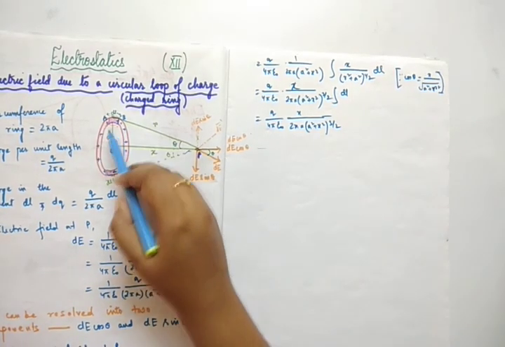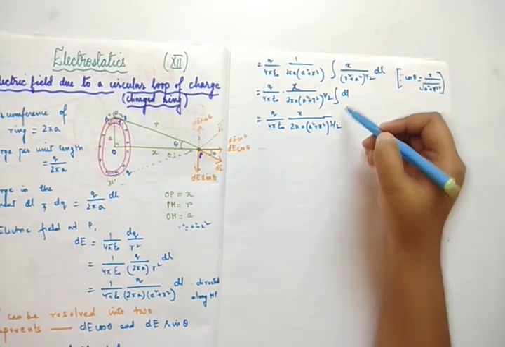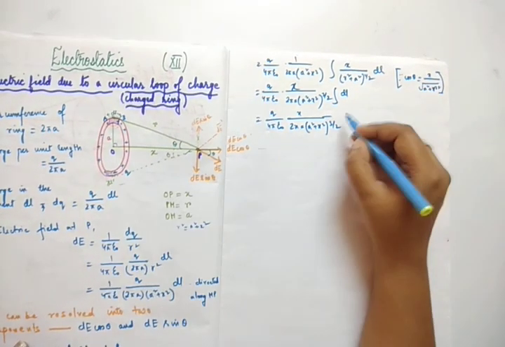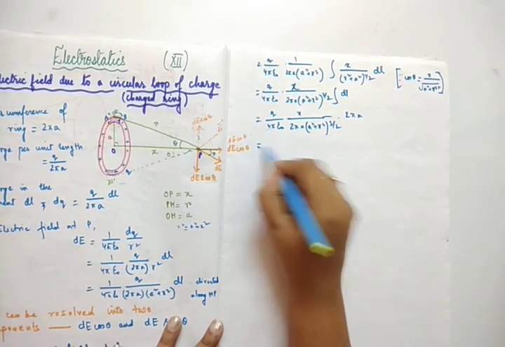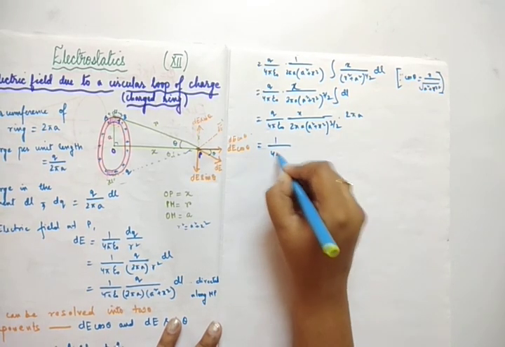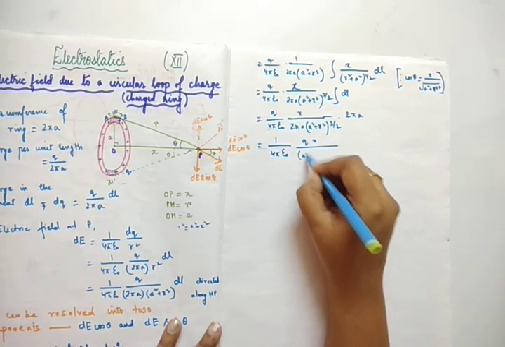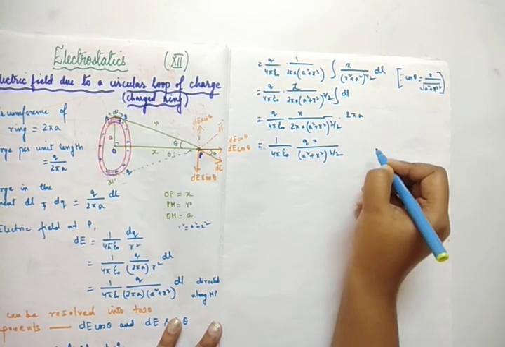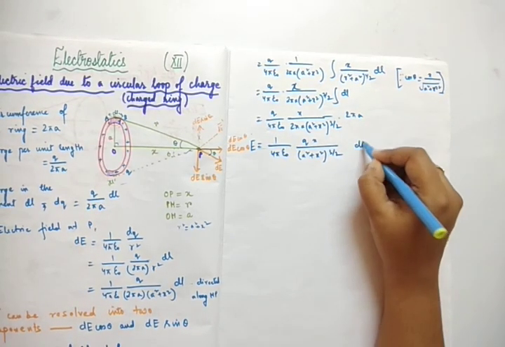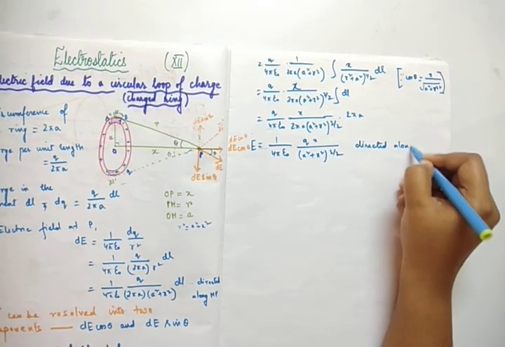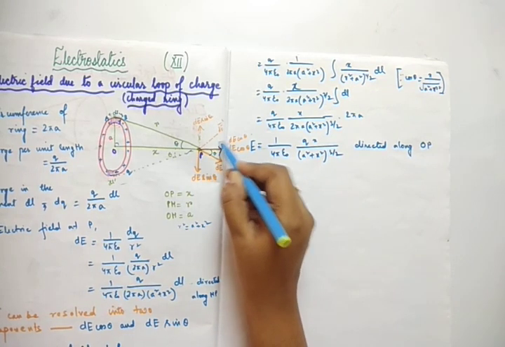So now, what is dl? If you take small dl, so many dl's are present. Integration means summing up. So if you add up all these dl, you will get the circumference. If you cancel out the common factors, what will be left behind? Qx over 4 pi epsilon naught times (a square plus x square) to the power 3 by 2. This is the electric field, and it is directed along OP, along this direction. This is the direction of the final electric field.